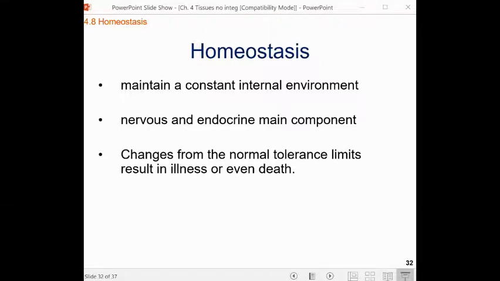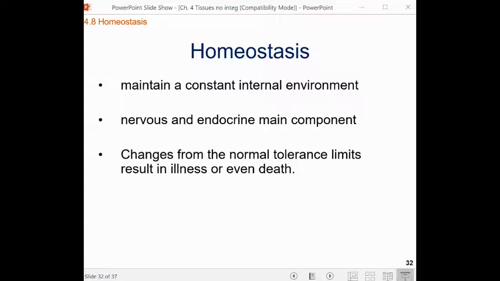The last section of chapter 4 is about homeostasis. And really, this whole chapter is kind of an introduction to the rest of the year. We have our tissues, we now have organ systems, and we've gotten an overview of those different systems. But ultimately, we have to come back and think about how do we maintain homeostasis? How do we keep our internal environment constant? And it turns out our nervous system and endocrine systems play a really key role in this.